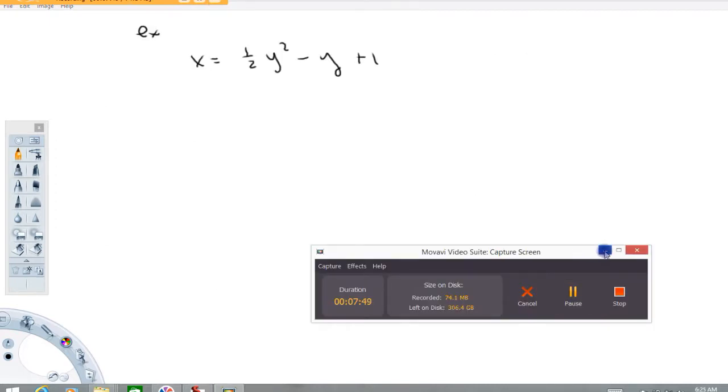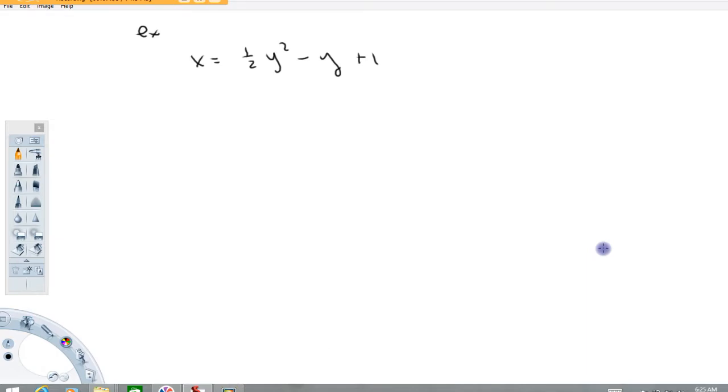Okay, I'm back here, and we're going to go through an example sketching the graph of a parabola. This one's going to be a horizontal example. Anything that's in the form x equals is horizontal. Just some basic observations here. A is 1/2, and B is minus 1, C is 1. This is positive, so whatever this parabola is, it opens something like this.